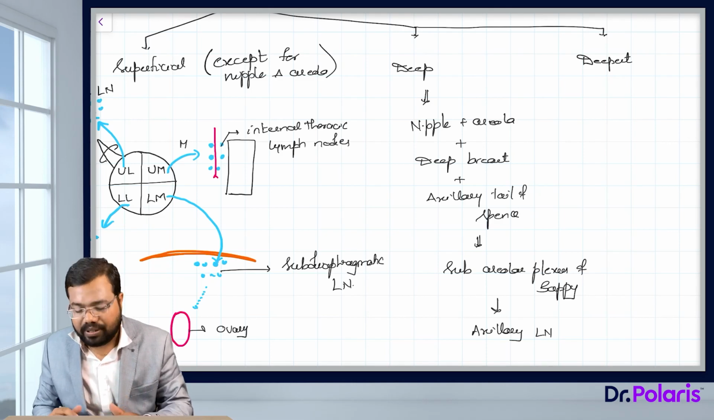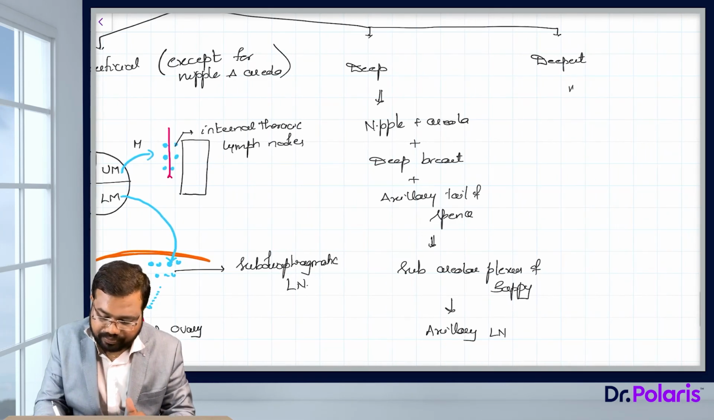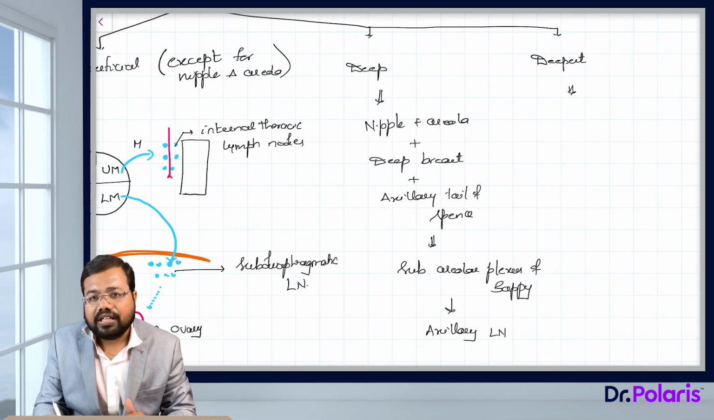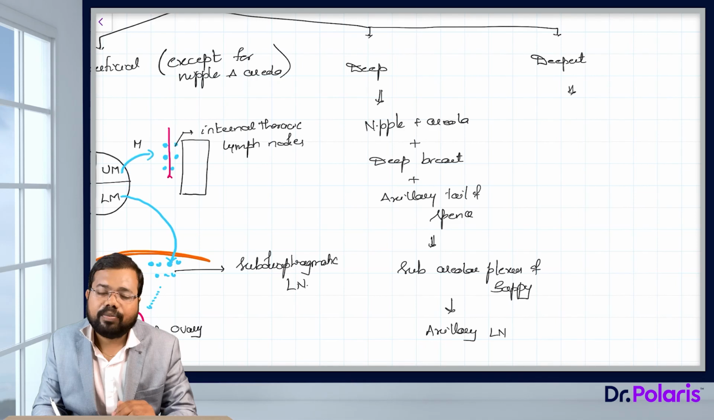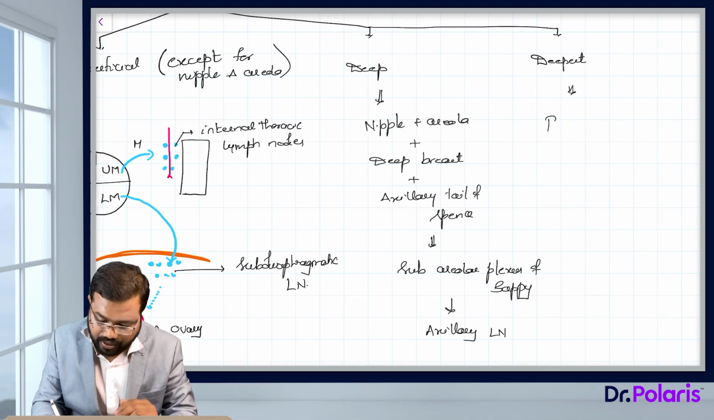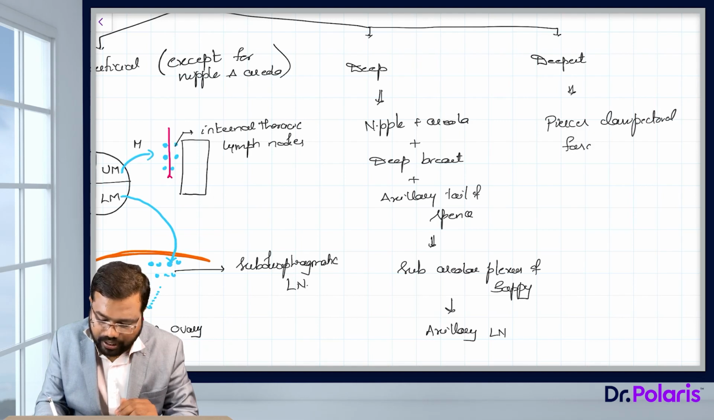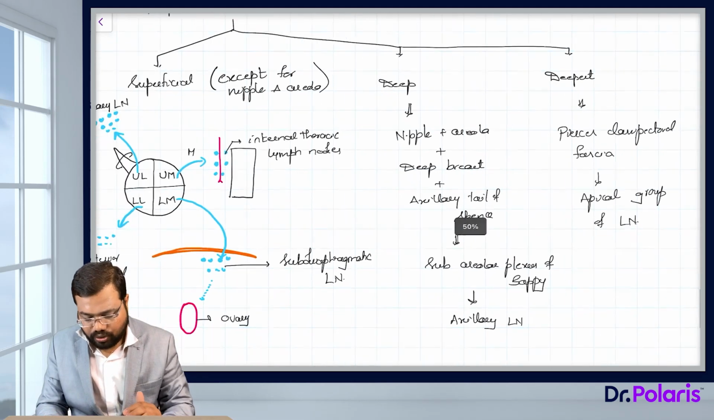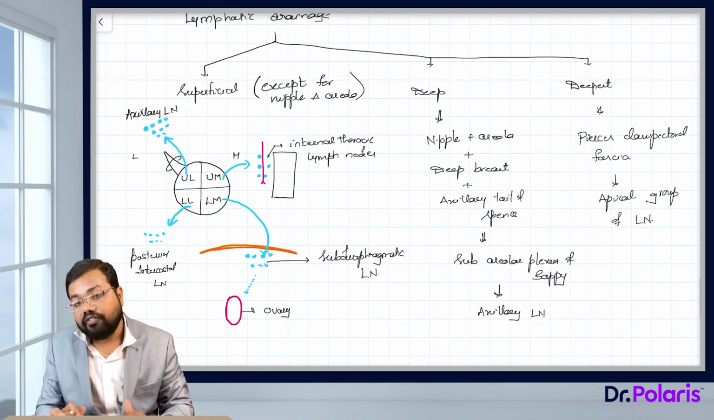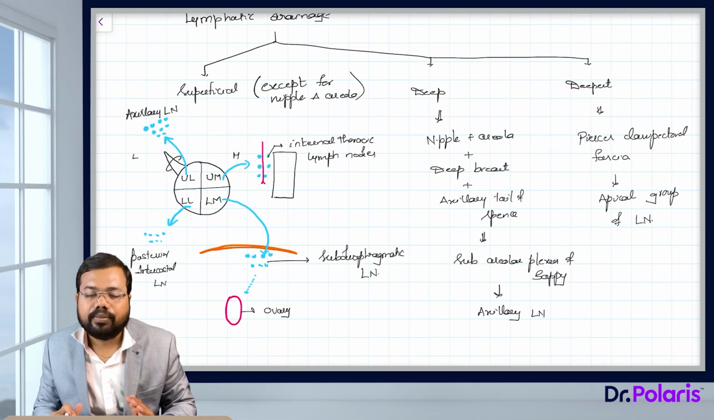And what about the deepest? The deepest will be draining into the apical group of lymph nodes by piercing the clavipectoral fascia. Pierces clavipectoral fascia and ultimately drains into the apical group of lymph nodes. Apical group of lymph nodes. So these are the three different types of lymphatic drainage present in the breast.